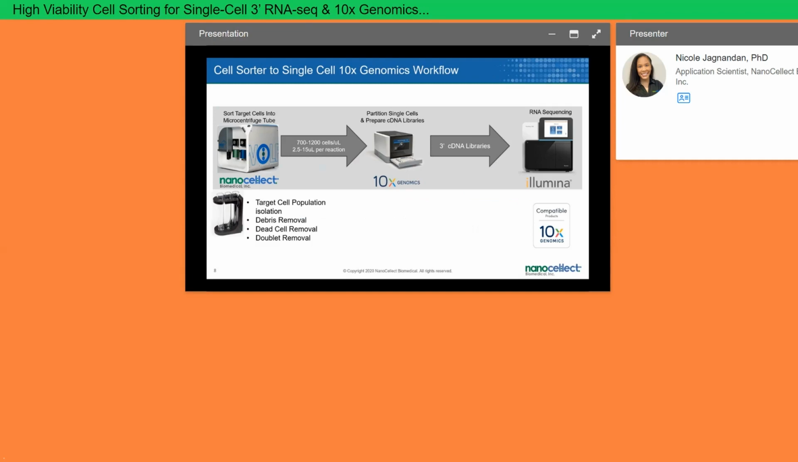The WOOF cell sorter can be used prior to loading your sample into the Chromium controller. During this step, you would isolate your target cells and remove any dead cells or aggregates. After sorting your cells, if necessary, you would concentrate your sample down to the 10x Chromium kit recommendations prior to loading your sample into the Chromium controller. From there, you would proceed with their library generation protocol, and then you would sequence your samples.